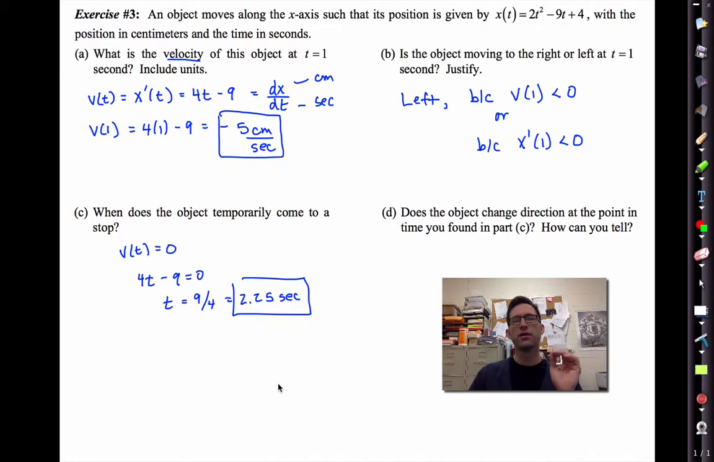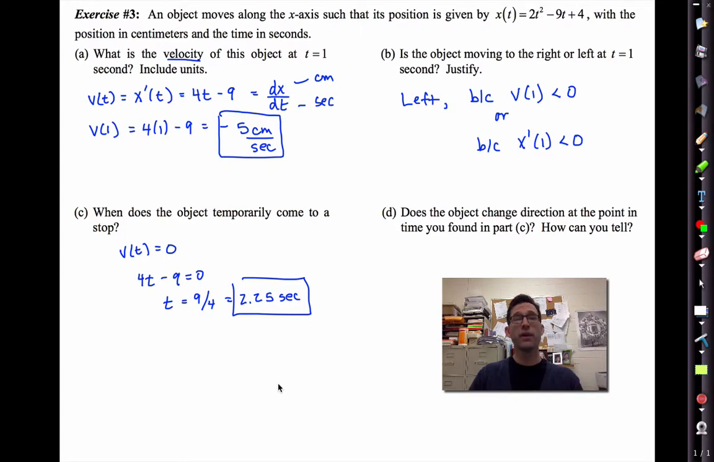Now, letter D says, does the object change direction at the point in time you found in part C, and how can you tell? This is a really, really important problem. All right? It's going to be the last one that we're going to do, but I really want you to understand. A lot of people assume that when the question is, when does the object change direction, all they have to do is figure out when it stopped.